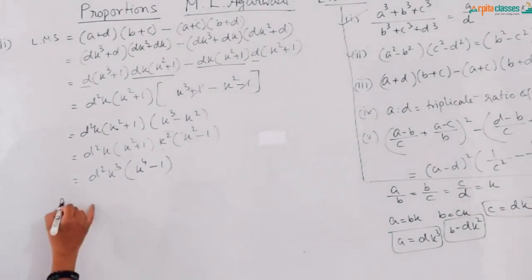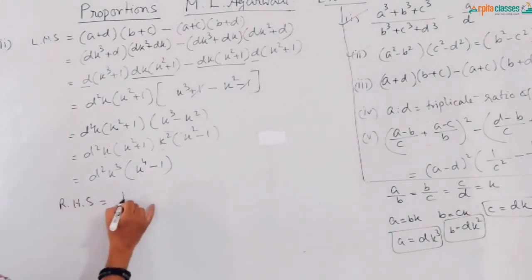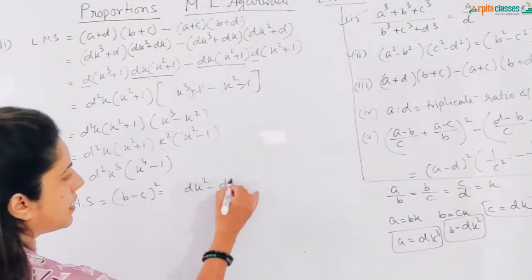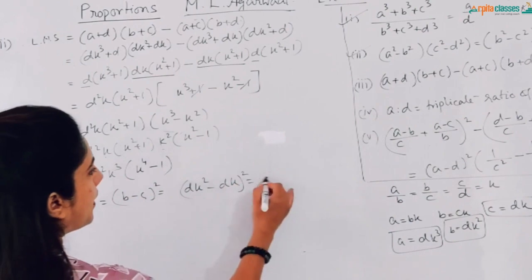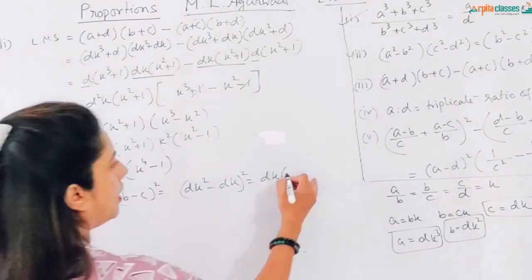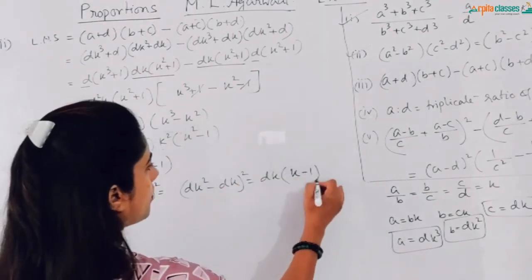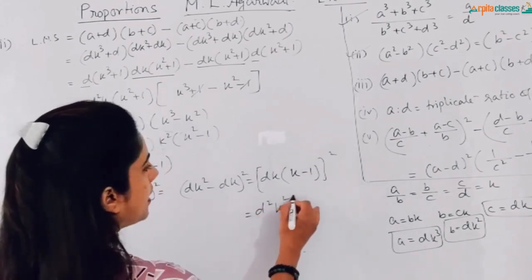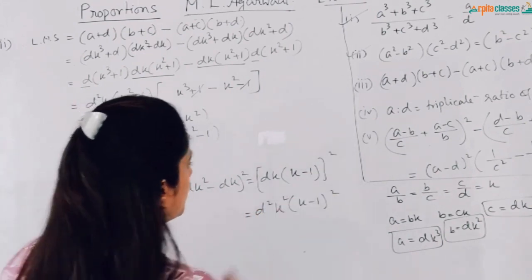Let us take the right hand side and see what we are getting. (b − c) the whole square. b is dk², minus dk, the whole square. If I take dk common, it will be (k − 1)². So that gives us d²k²(k − 1)².